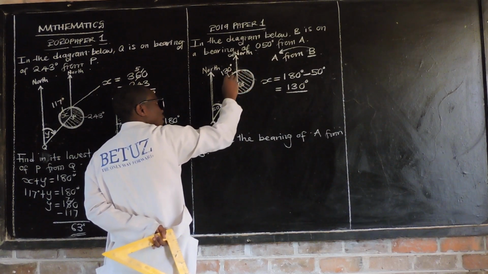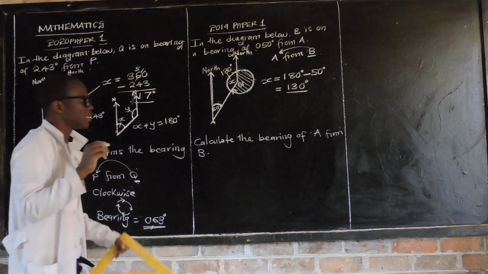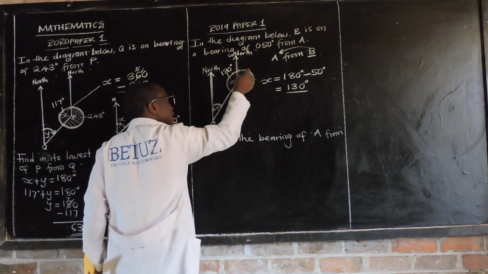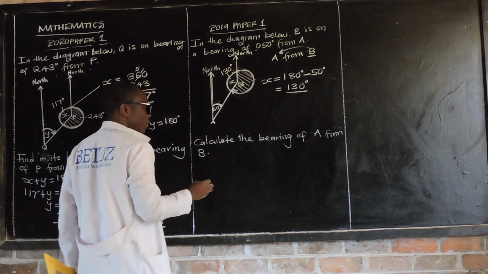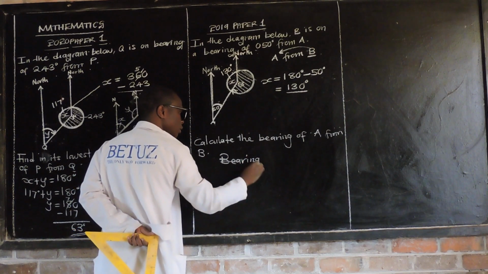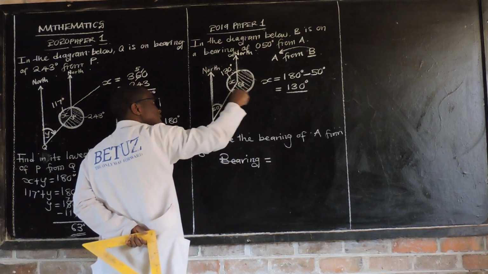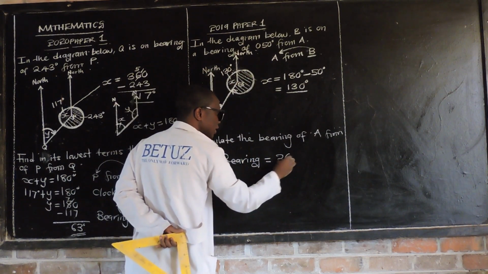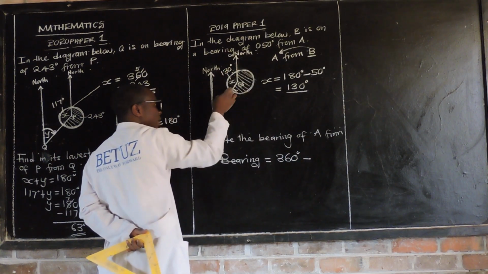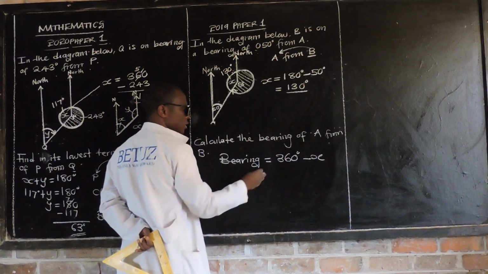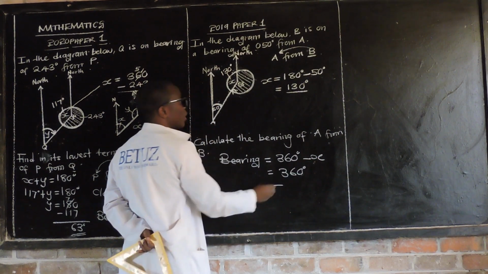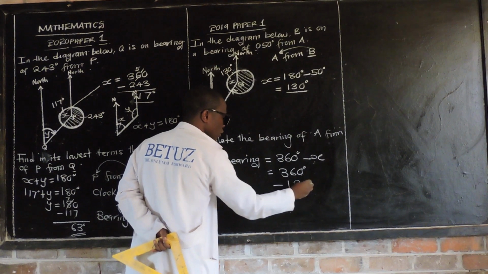For us to know this shaded part, we know that if we complete the entire circle, the angles formed in a complete revolution sum to 360 degrees. So the bearing is equal to 360 degrees minus x. You just subtract the unshaded part to know the shaded part. What is our x? Our x is 130, so 360 degrees minus 130.